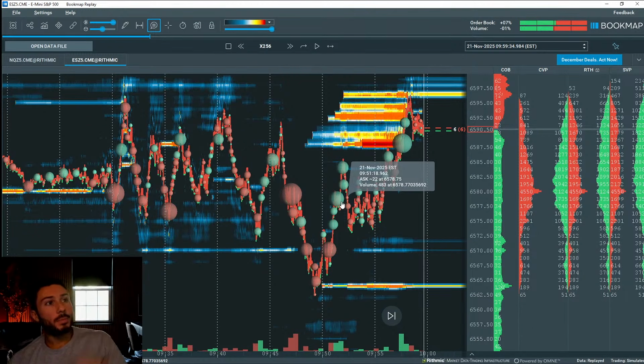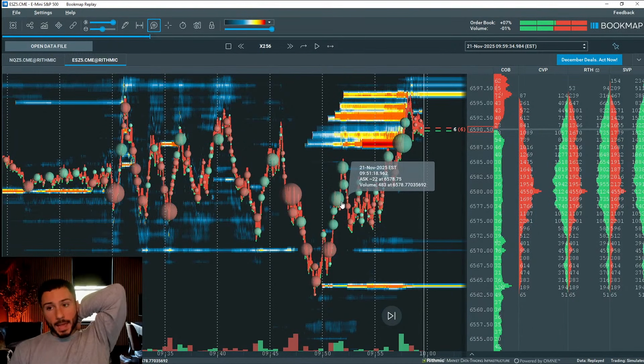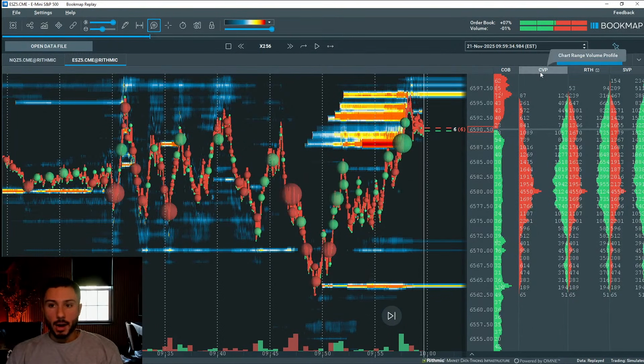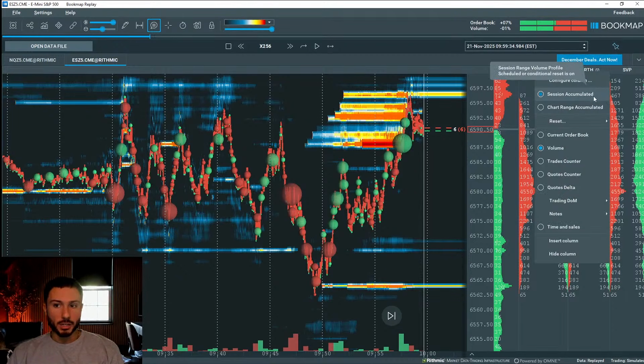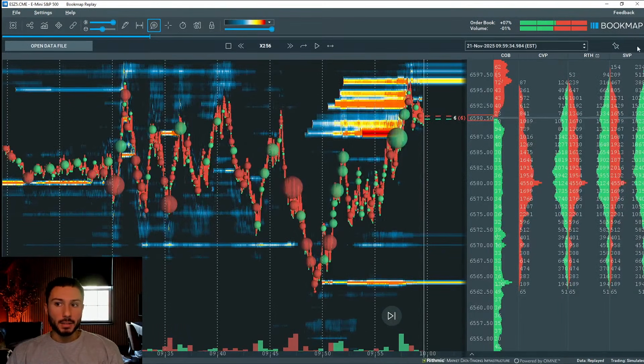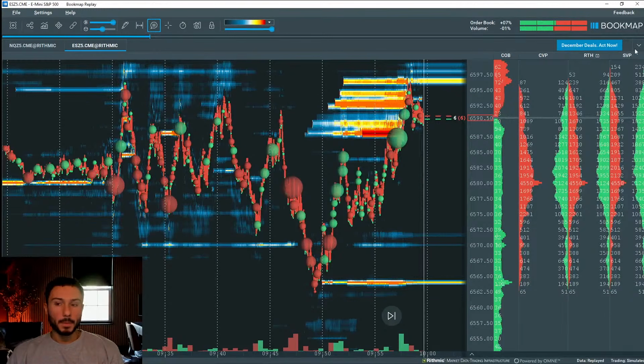When do I reset the SVP to cash open? Yeah, so I have 3 profiles on here. I have CVP. I have RTH, which is a session accumulated that resets at market open. And then I have an SVP that accounts for the overnight session as well.